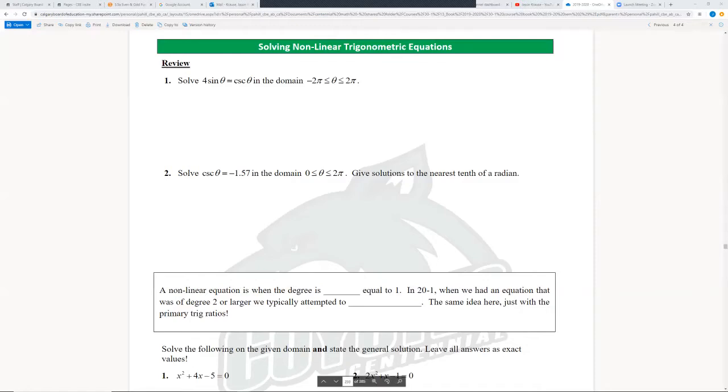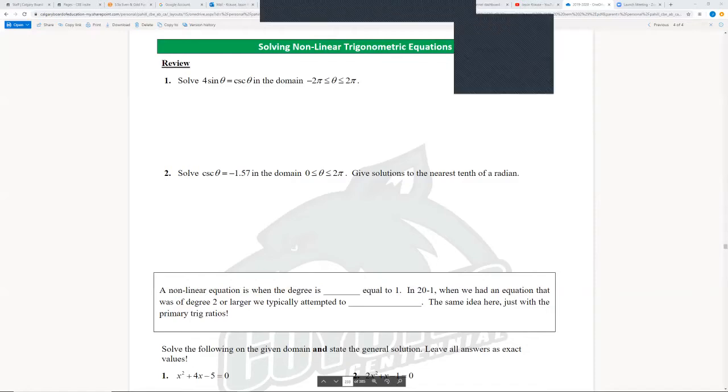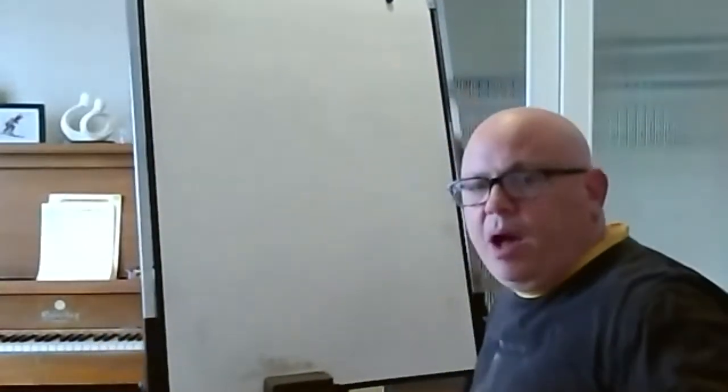It starts off with a little bit of review of some things that we've seen before. And so here we go. Solving for 4 sine theta is equal to cosecant theta. Our domain goes from negative 2 pi to 2 pi.